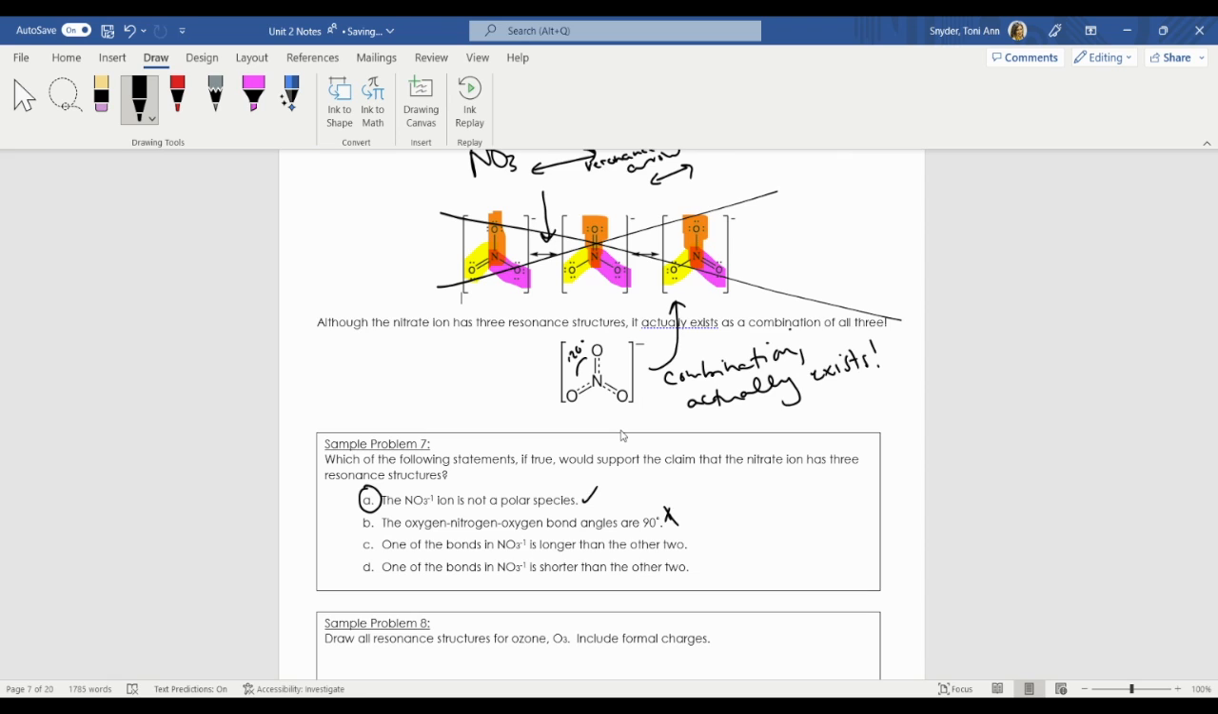So in this case, is one of the bonds in nitrate longer than the other two? No. Is one shorter than the other two? No. They should be the same. That's because if I have the same type of bond between all of these, why would one be longer than the other, or why would one be shorter than another? When they're all the same type of bond, they should be the same exact length. So your answer is actually A.